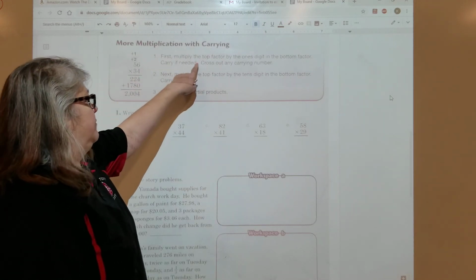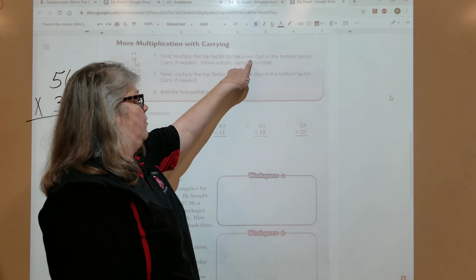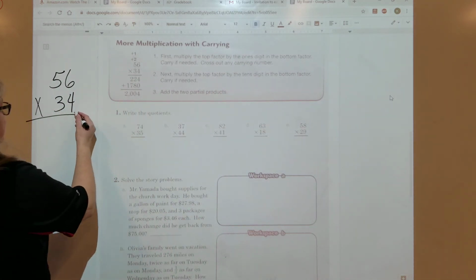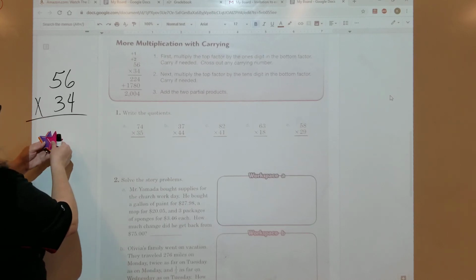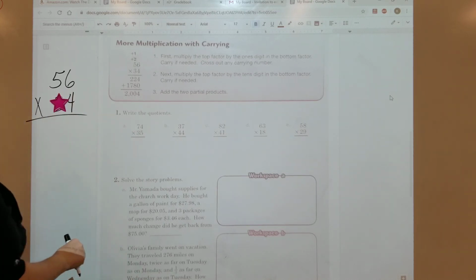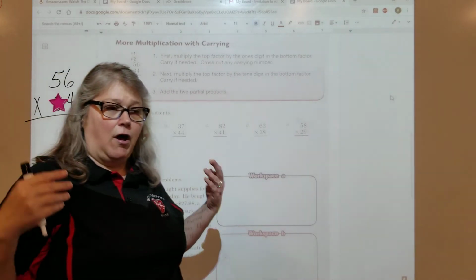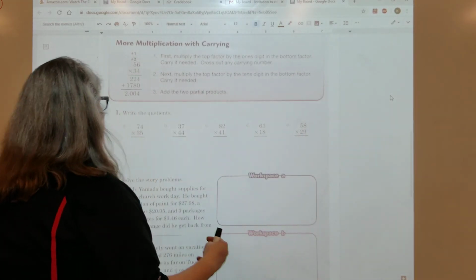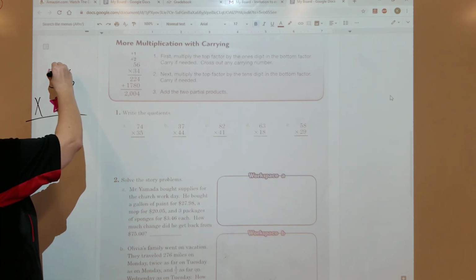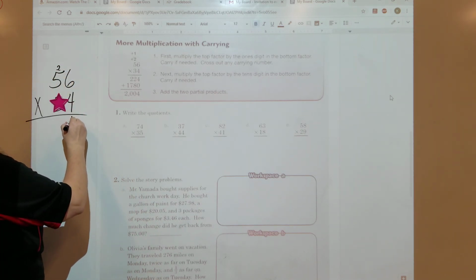First, multiply the top factor by the ones digit in the bottom factor. So we're going to start in the ones place. This is what we always do. So I'm actually going to take this star and cover up that 3. So we're just going to multiply like we always do, like you've always been taught. Let's go ahead and start. 4 times 6 equals 24. Put your 2 and 4 here.